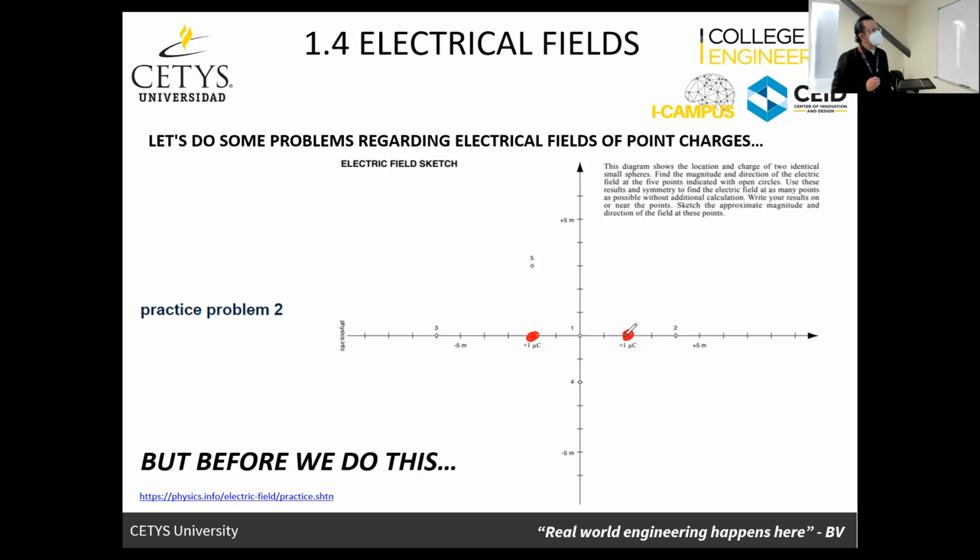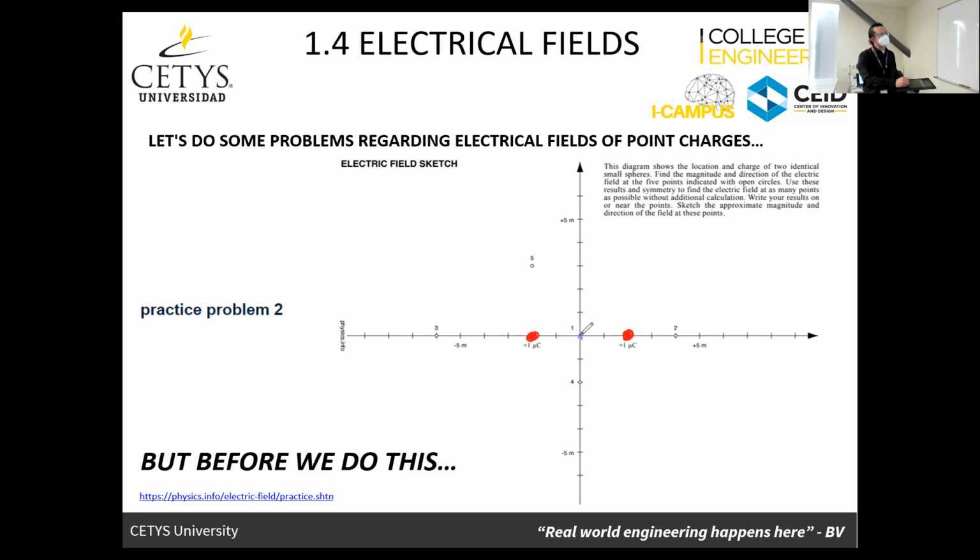What's the separation of those 2 charges? What's the distance that separates them, assuming that the axes are in meters? It's from here to here. It's 1, 2, 3, 4 meters. That's the separation. They're separated by 4 meters. And there's 5 situations here that we want to analyze.